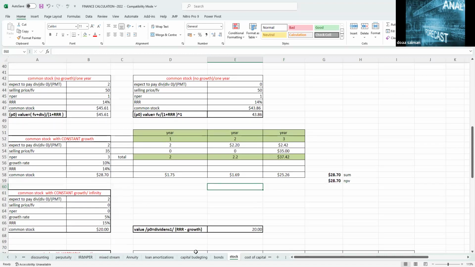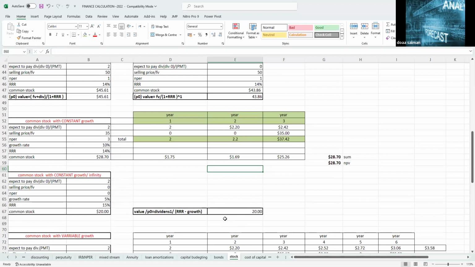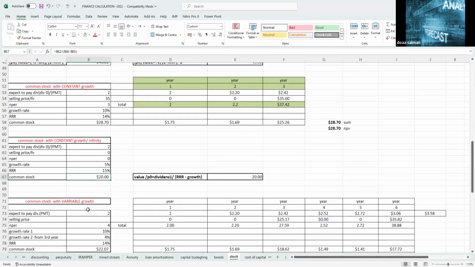Let's go for common stock with a constant growth for infinity. Here it is very interesting: I am going to receive a dividend of $2 for infinity. Simply R minus G. So I just divide the dividend by R minus G, which is 15 minus 5. So it's giving me $20. Simply, this is called a constant growth to infinity.